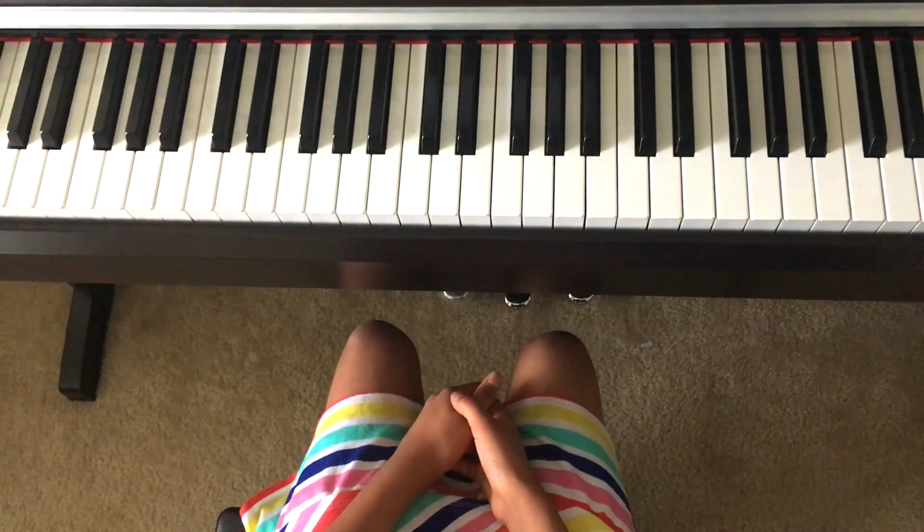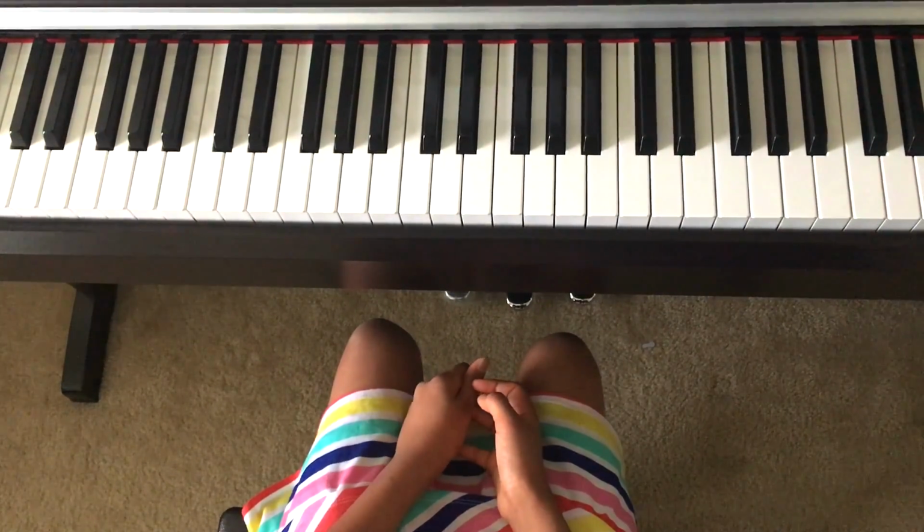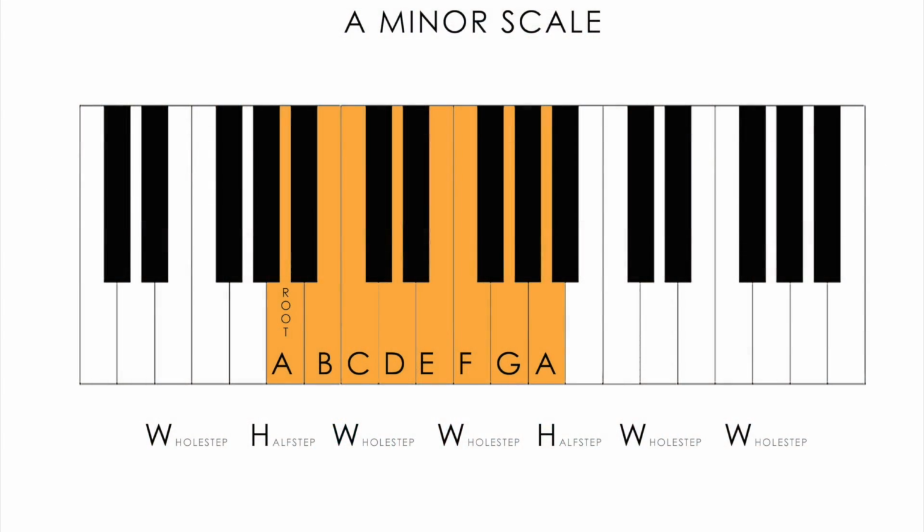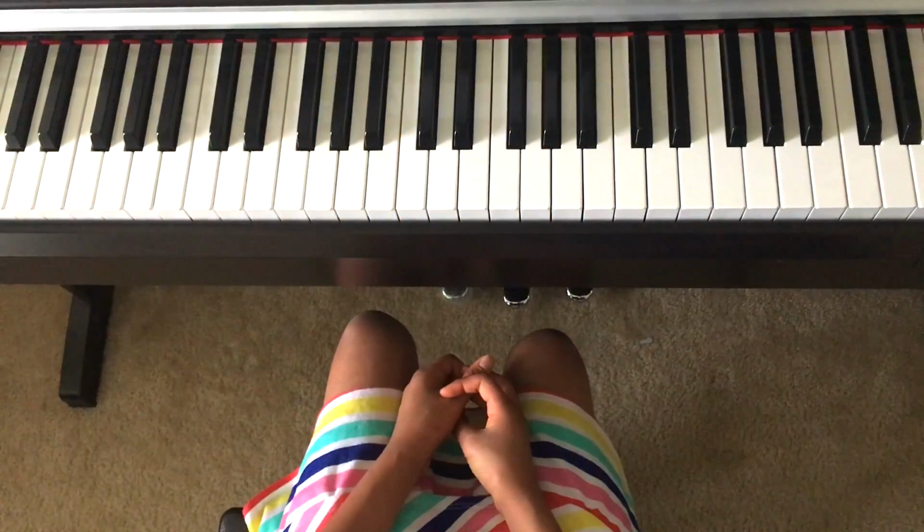So let's construct some minor scales. So let's start with A minor. And I think A minor is the easiest minor scale because it doesn't have any flats or sharps, just like C major doesn't have any flats or sharps.